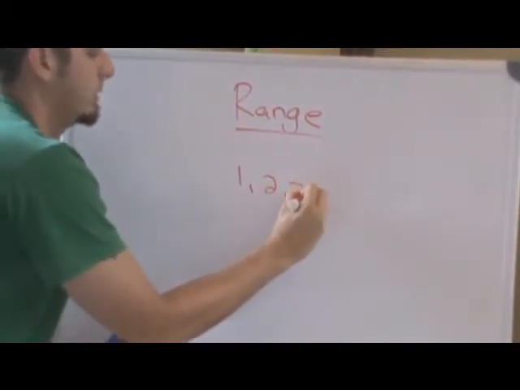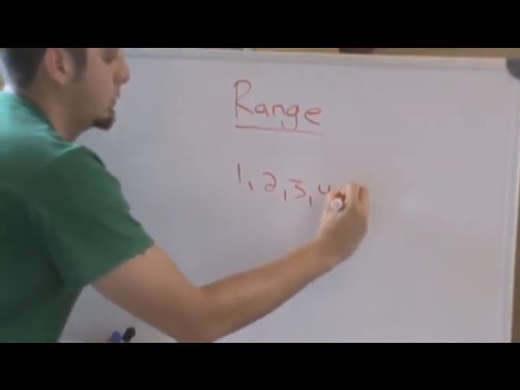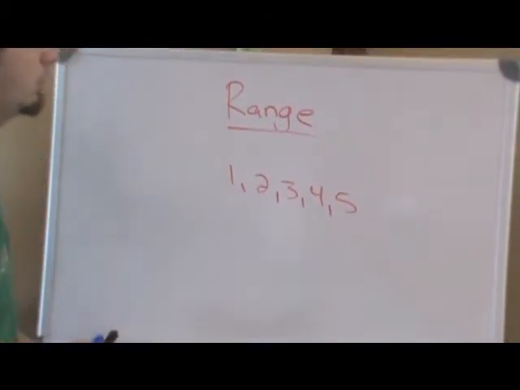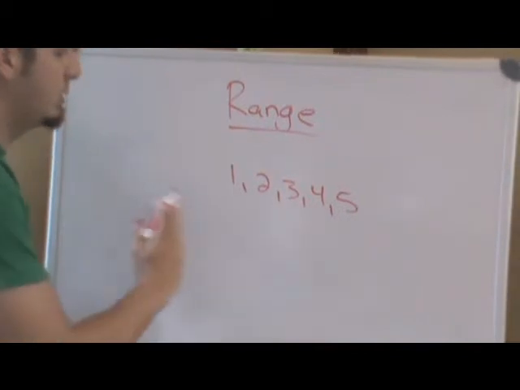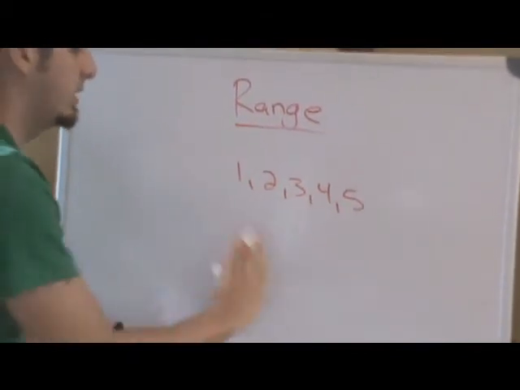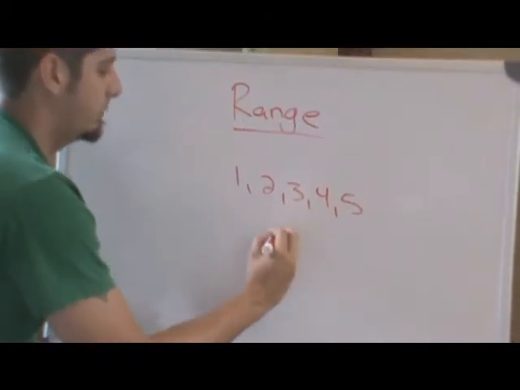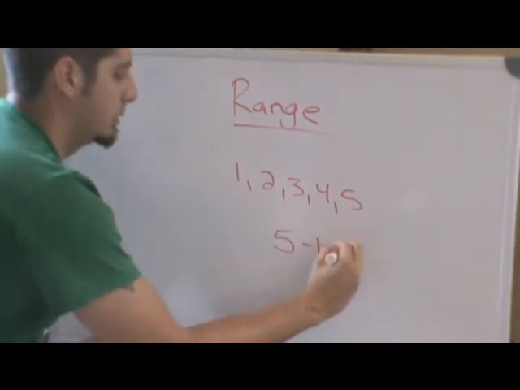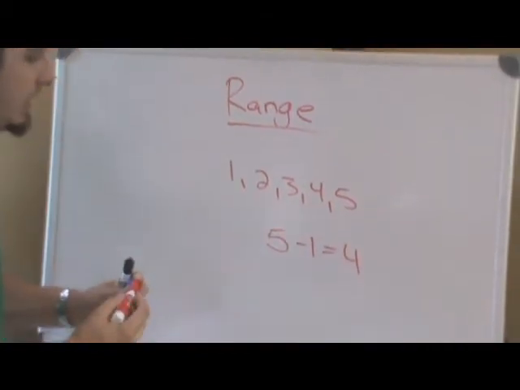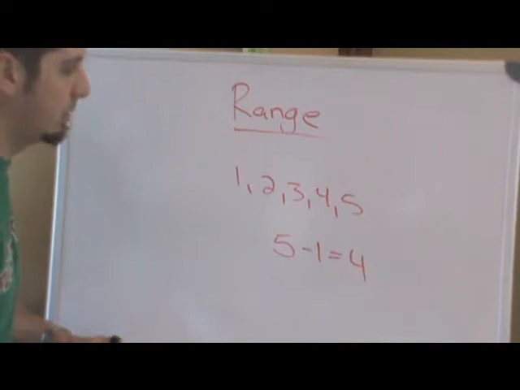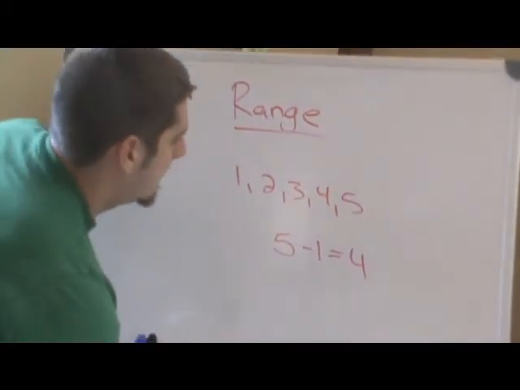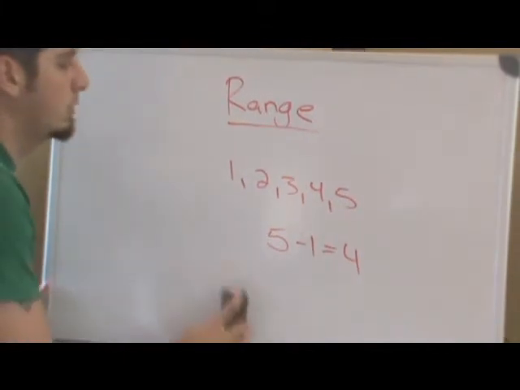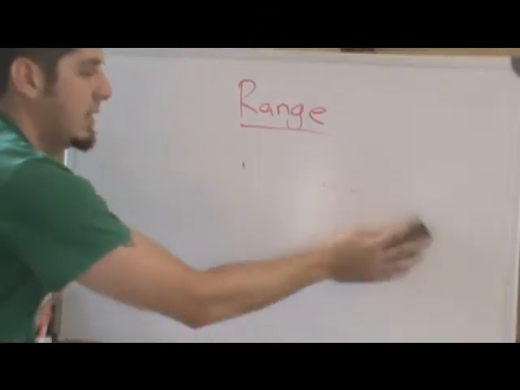Range is simply the difference between the largest and smallest number, so again you need it from least to greatest. In this case the greatest is 5, the least is 1, so my range is 4. You just subtract the least number from the greatest number. So 5 minus 1 in this case, and so I have a range of 4. That's all there really is to measures of central tendency.